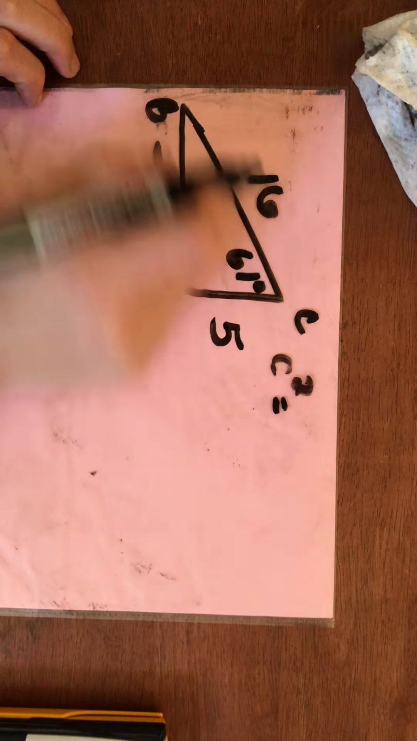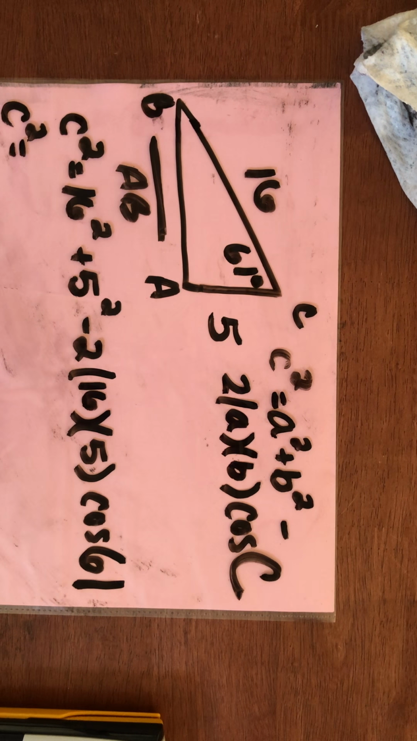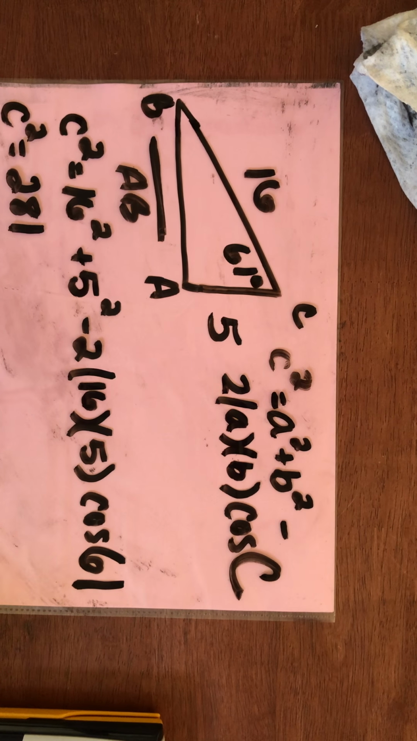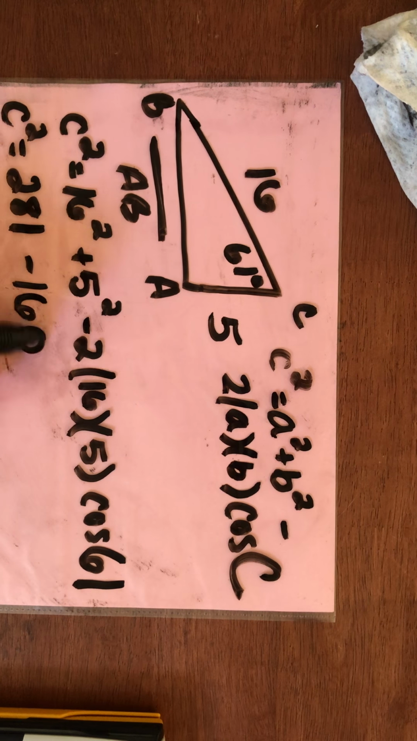Okay, so now we just have to fill in our values. Well, we don't know C squared, so that's going to stay C squared. But we know A squared, we can use it as 16. B squared is 5. And then cosine of this angle is 61. All right, well, we're going to type in 16 squared plus 5 squared is 281. 2 times 16 times 5 is 160.